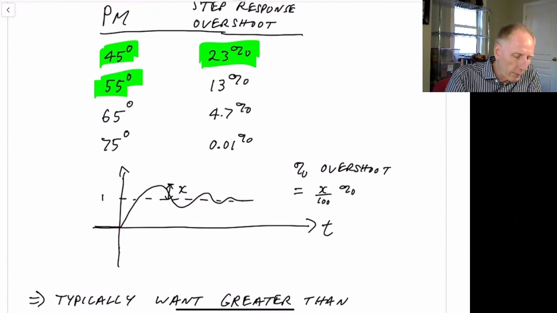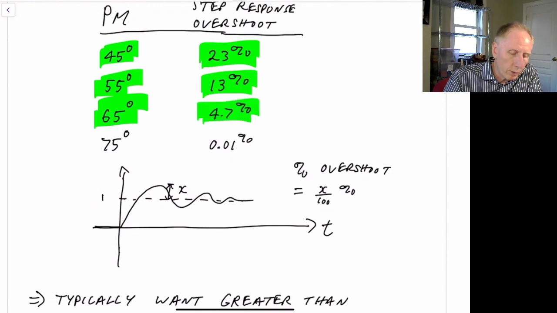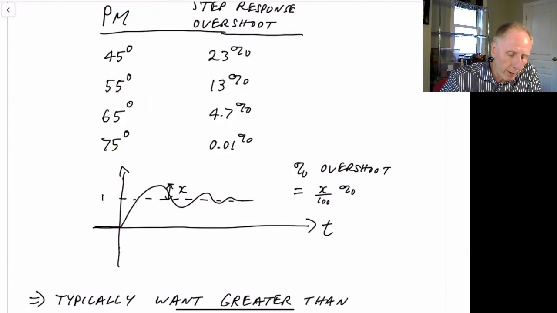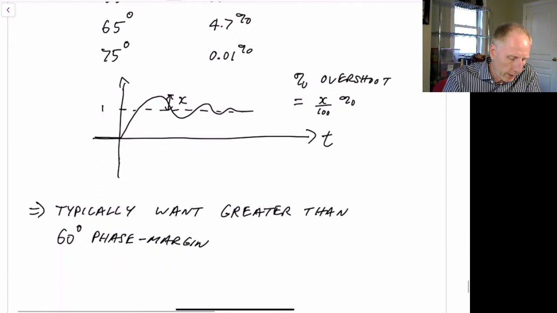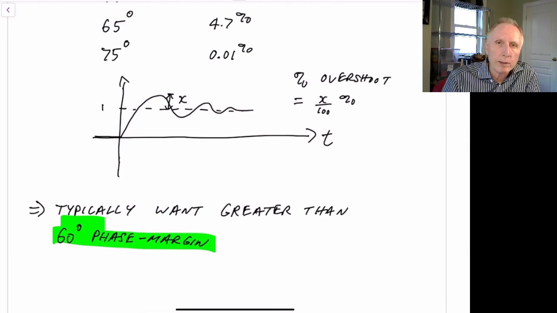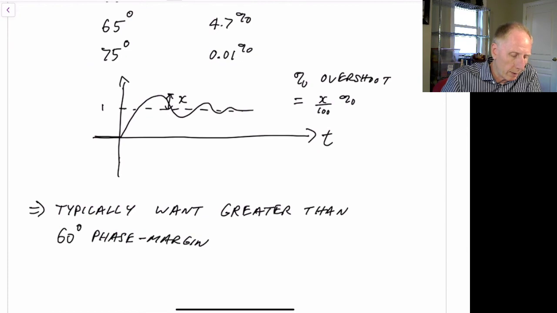If we had a 55 degree phase margin, the percentage overshoot would be 13%. If we have 65 degree phase margin, the overshoot is only 4.7%. If you have 75 degree phase margin, the overshoot is only 0.01%, so it's quite a bit smaller than in the 45 degree case. So generally 45 degrees is not enough phase margin. Most people will design for greater than a 60 degree phase margin for their circuit in order to have reasonable settling behavior.